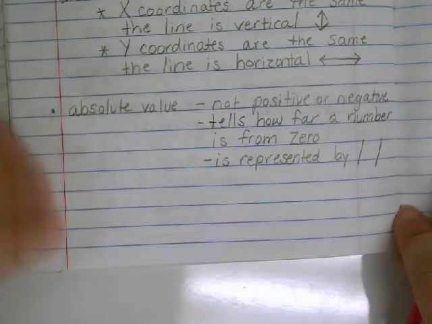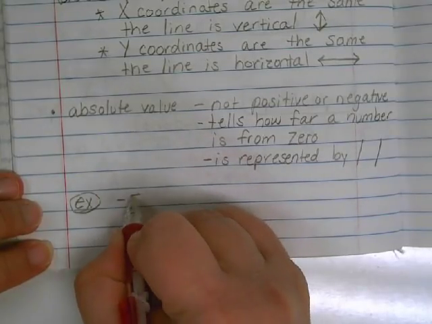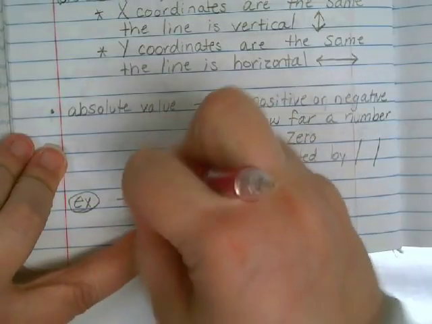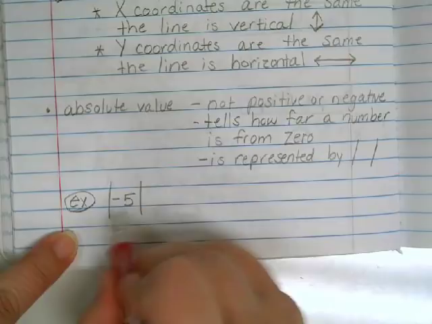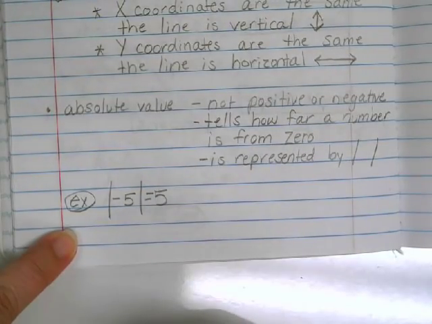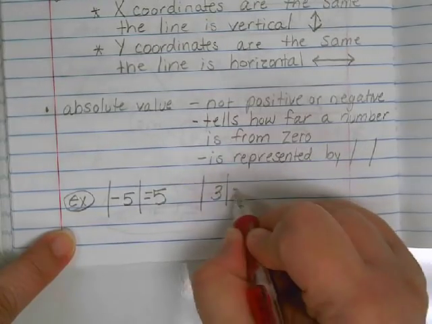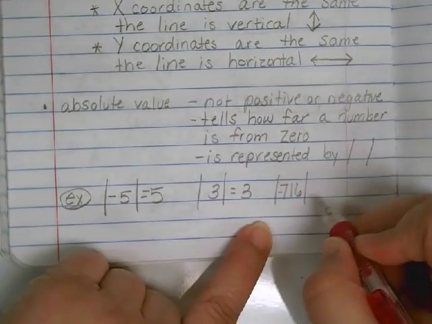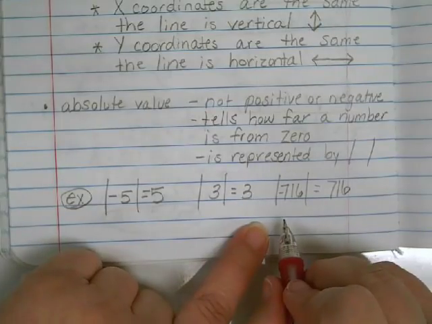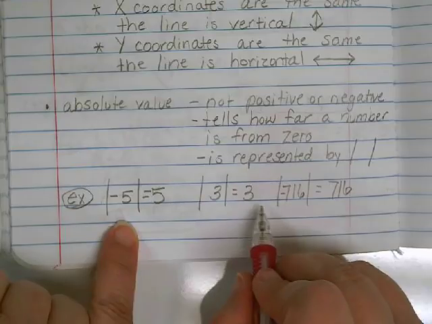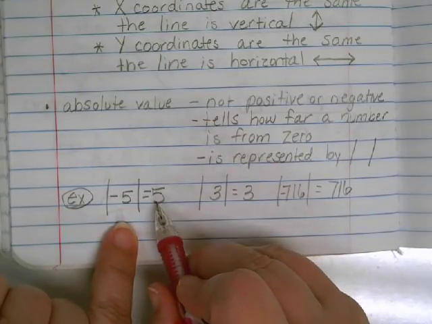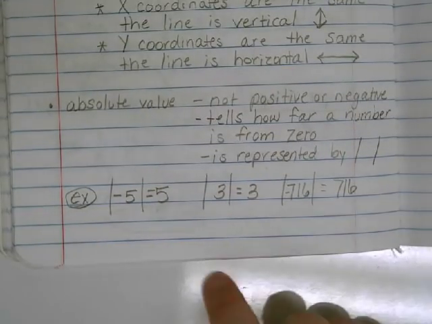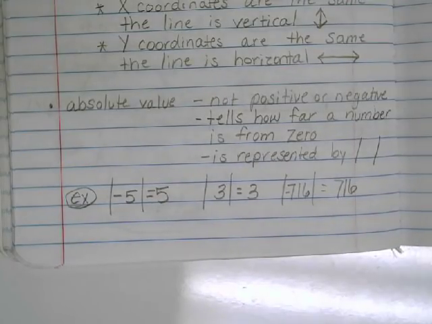So for example, I'm going to give you a couple of examples of absolute value. If I need the absolute value of -5, then I write it this way. Absolute value is written inside two parallel lines, and the absolute value of -5 is 5. The absolute value of 3 is 3. The absolute value of -716 is 716. It doesn't matter the size of the number. It doesn't matter what sign the number has originally. It will always be written as if it is positive, but actually, absolute value is not positive or negative. We're just counting the distance. How many units is it from 0?